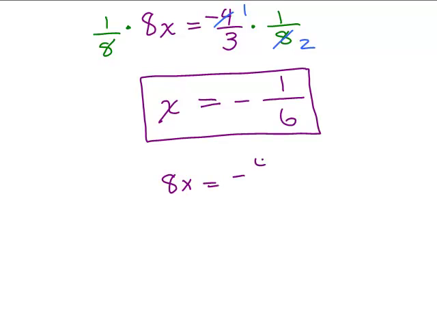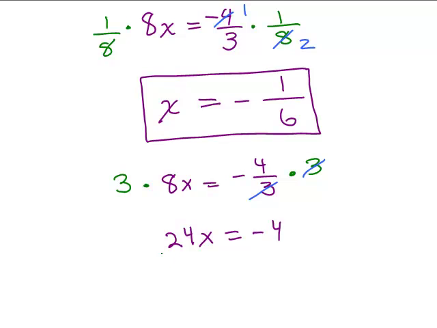8x equals negative 4/3. We could get rid of the fraction first. Since you have anything with a fraction, you can multiply both sides by the least common denominator. So there's only one denominator in this equation, which is 3. So we can multiply both sides by 3. If we do this, I get an equation that doesn't have any fractions at all. So I have 3 times 8x is 24x. On the right-hand side, the 3's cancel. I still have the negative sign, so I've got negative 4.